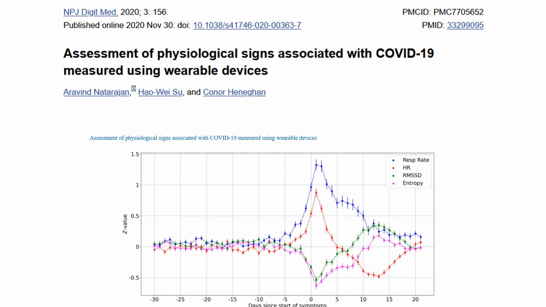Our observation was confirmed in this publication some months later, showing in persons using a wearable device, and we see in the red line that the heart rate increases at the beginning of the disease and decreases below the baseline data from the 5th to 20th day, as we had published some months earlier.